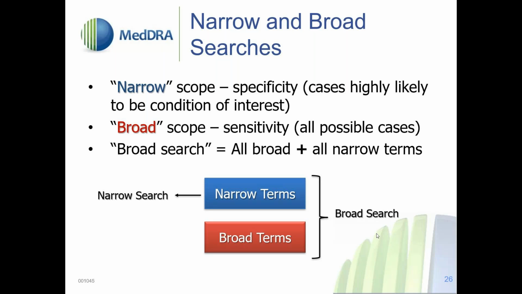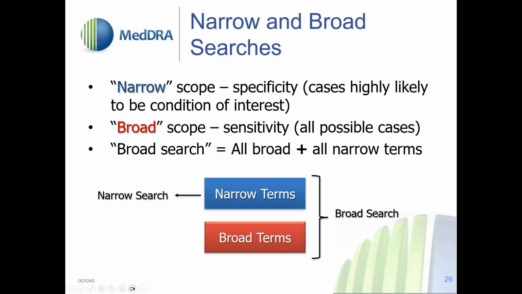The broad terms provide sensitivity, so they try to retrieve all possible relevant cases. It's often said that you cast a small net or a broad net. With this one, you try to retrieve all relevant cases. So they might contain lab tests or symptoms that could be characteristic for the condition of interest, but could also relate to another medical condition.